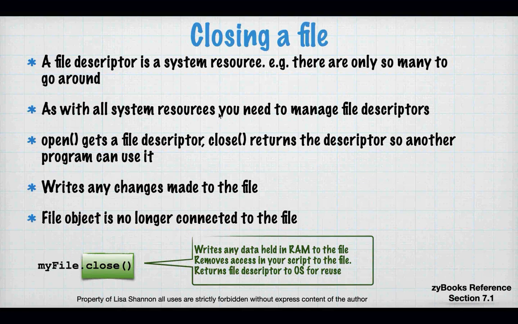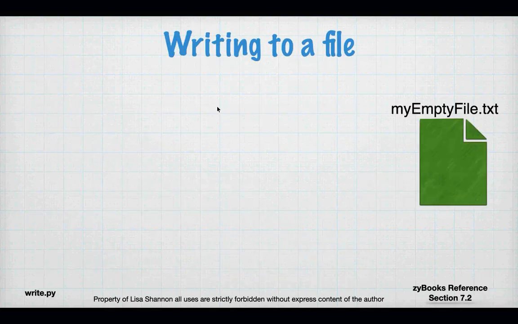You open the door with the open function. When you close that door, you cannot use that file object anymore. Even if you have it hanging around, if you try and use it, you're going to get an exception. Always close a file.